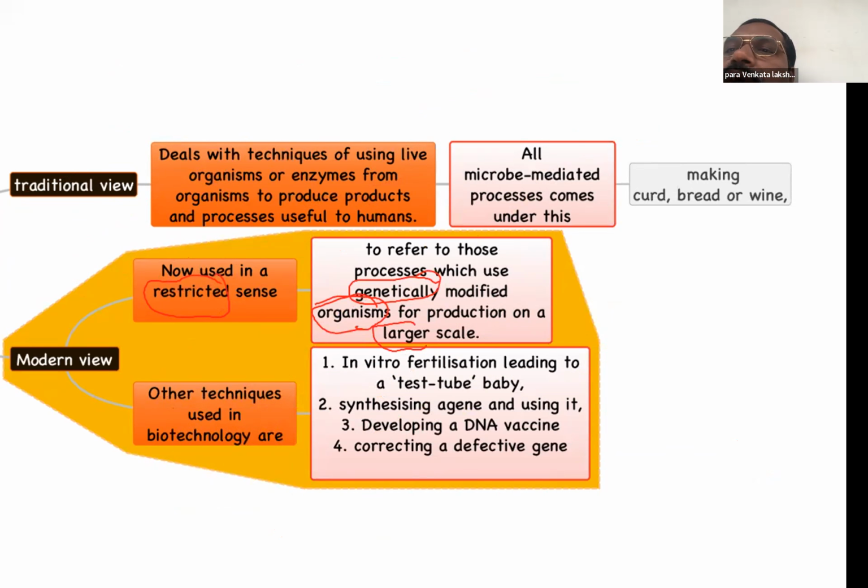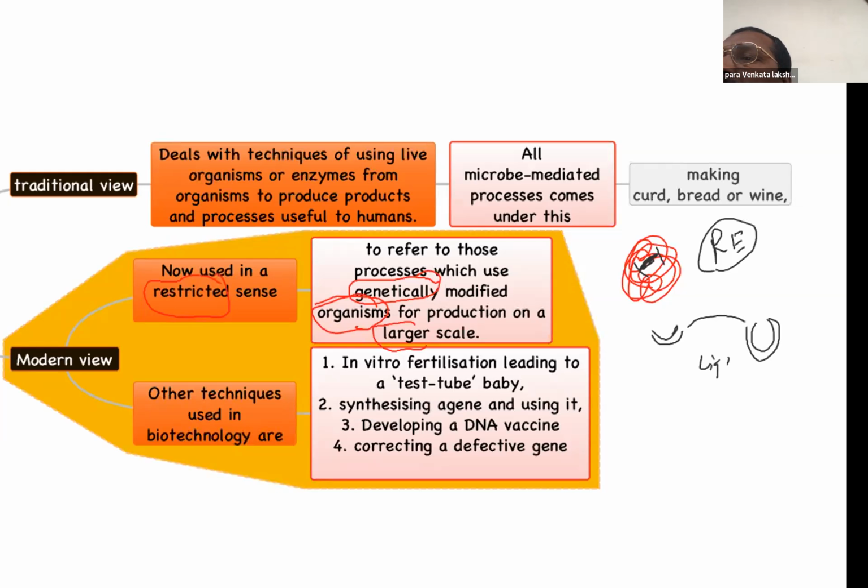The genetically modified organisms can be used in this, not normal organisms. What we discussed here: from the human genome, there is a useful gene, the desired DNA, and this can be taken out. You can add this desired DNA to the plasmid, and the restriction enzyme will act on it. Then these two can be combined with the help of ligase, and the recombinant DNA can be produced. That recombinant DNA can be inserted into the bacteria.